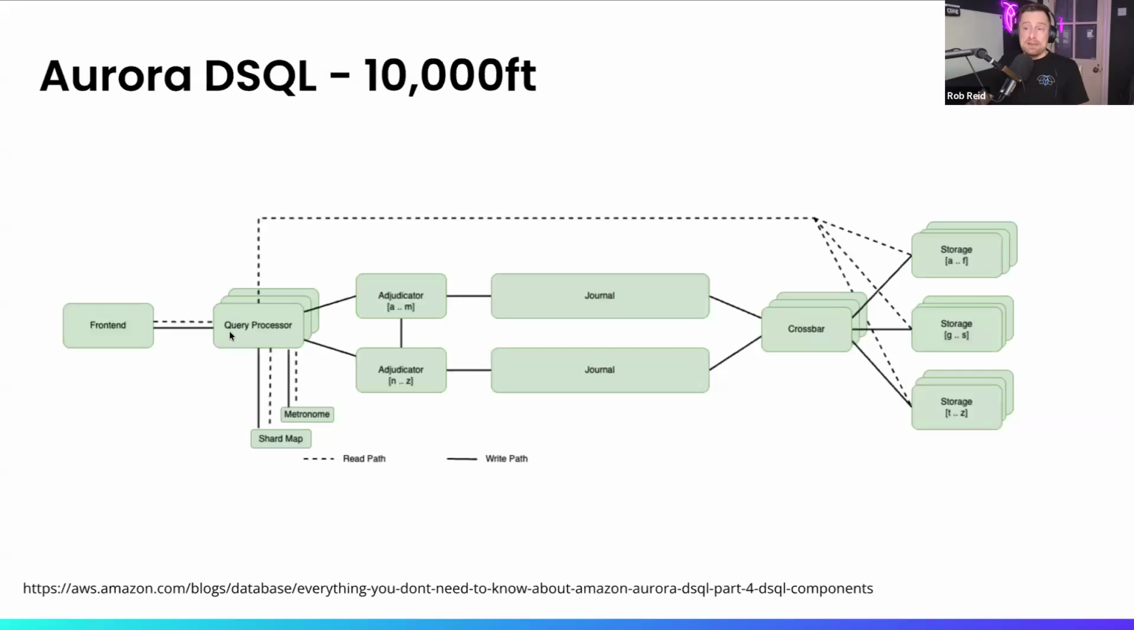From a read and write perspective, the read path and write path are slightly different. The write path goes through the adjudicators, the journal, and the crossbar, whereas reads don't. They go from the query processors via a shard map with help of the metronome, which I would imagine is the atomic clocks that AWS used to achieve consistency, and that will target the storage directly, so directly reading from disk.